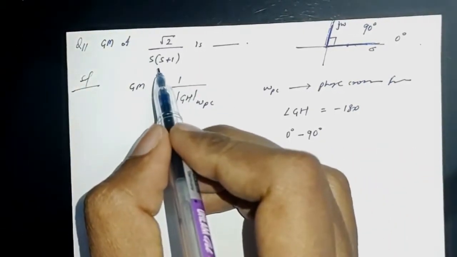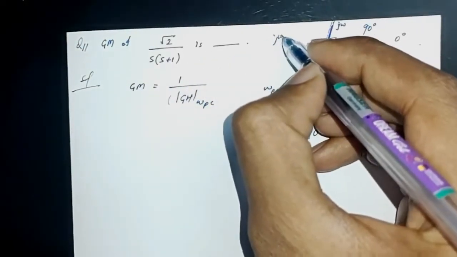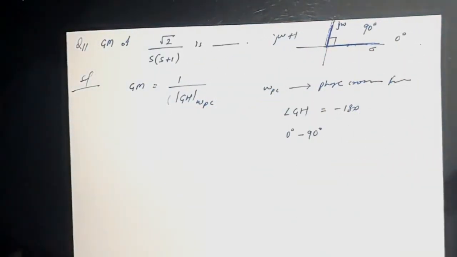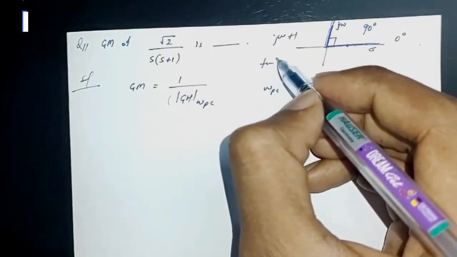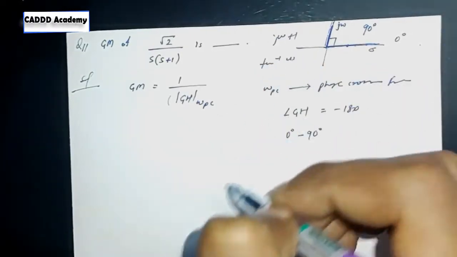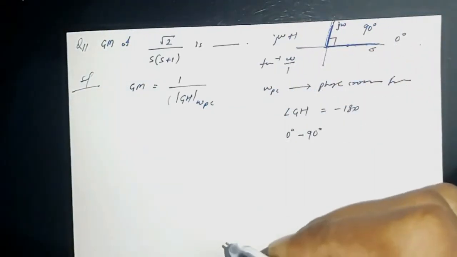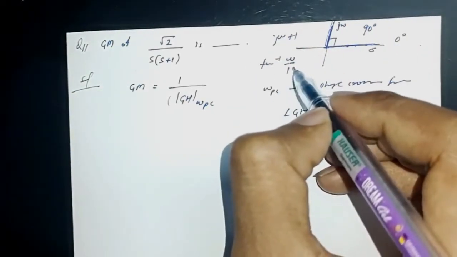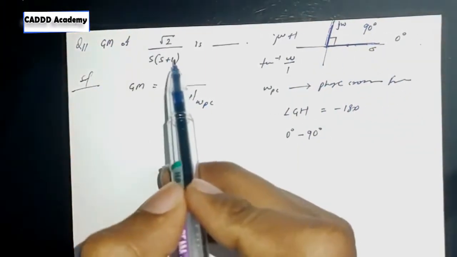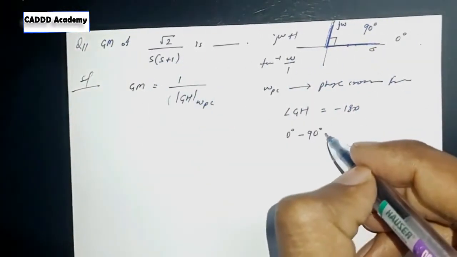The next one is s plus 1, which means j omega plus 1. For this we will write tan inverse of the imaginary term, which is omega, and the real term, which is 1. So tan inverse omega divided by 1. But again this is in denominator, so we will write what?